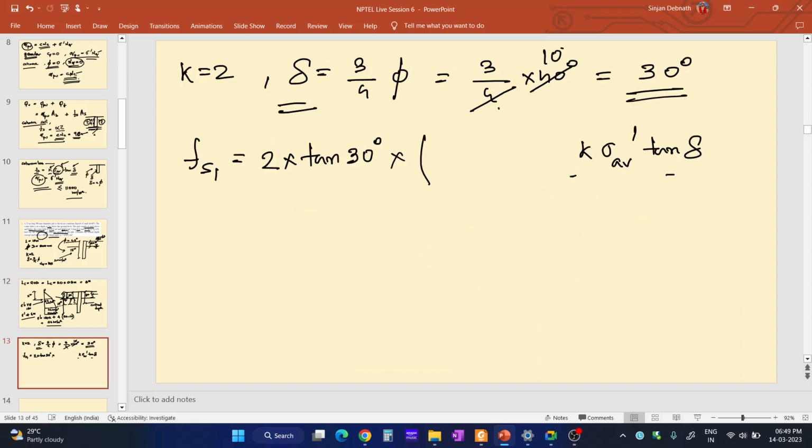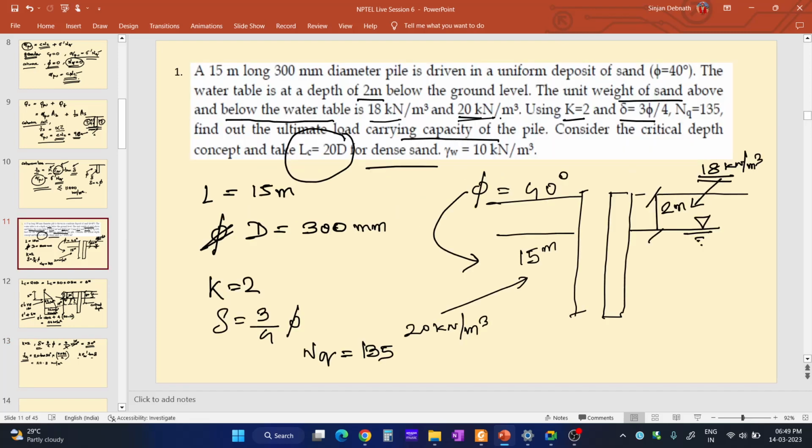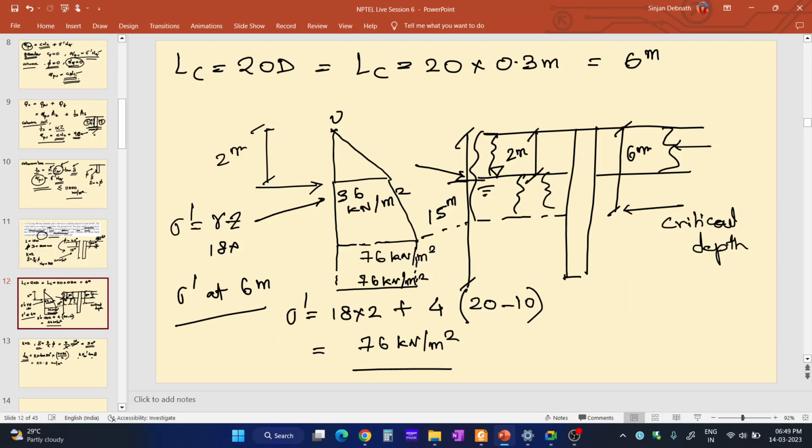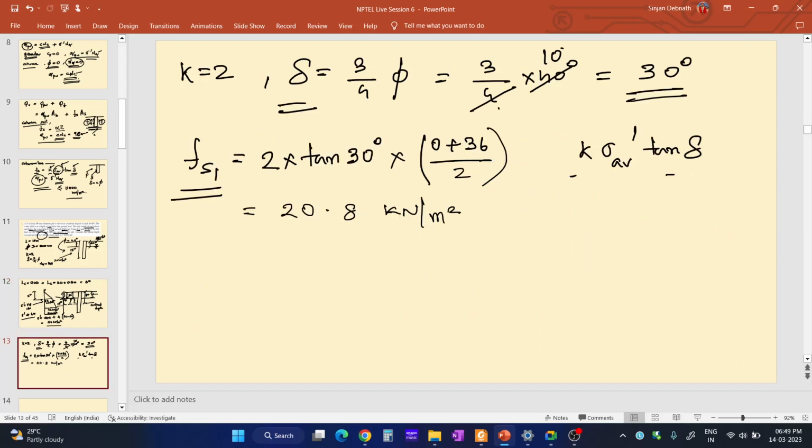So that means it will be 0 plus 36 by 2. If you calculate this, it comes out to be 20.8 kilonewton per meter square. So this is the skin friction resistance for the top part, along the part above the groundwater table, so 0 to 2 meter. This part is from 0 to 2 meter.